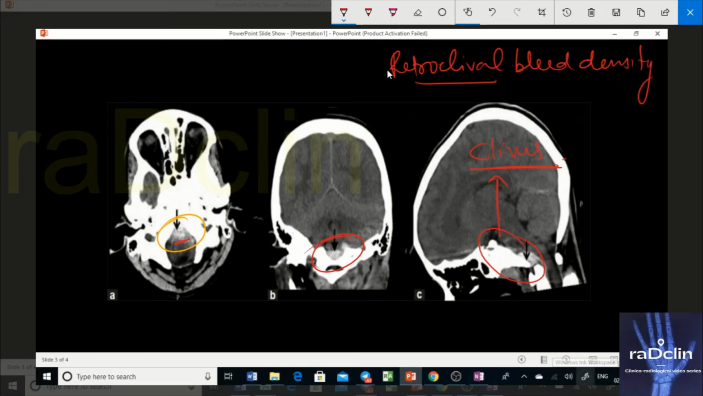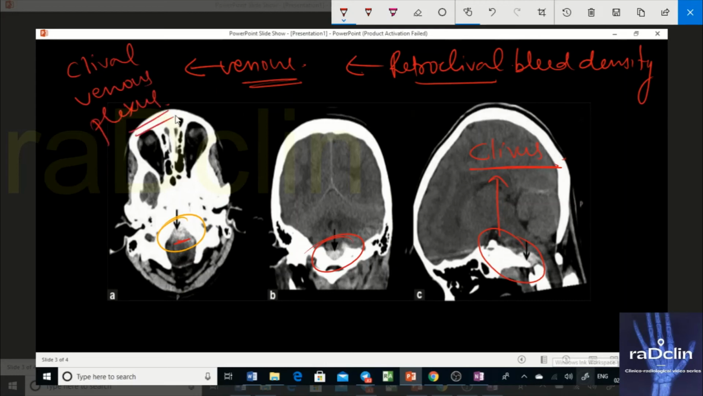So this particular EDH is also venous in origin. And what is the source? The source is the clival venous plexus, which is here. Okay, so if you see bleed density, hyperdense density in your retroclival region post trauma, you should suspect a clival EDH, and this clival EDH is also venous in origin again.